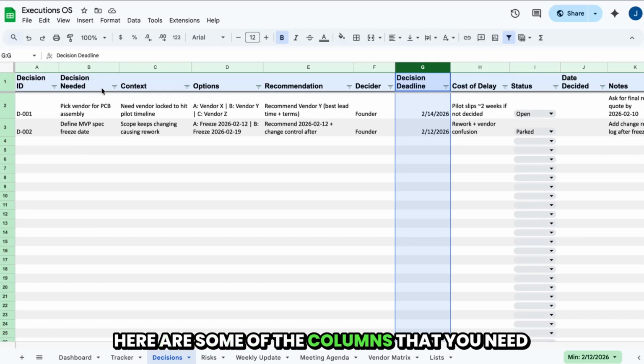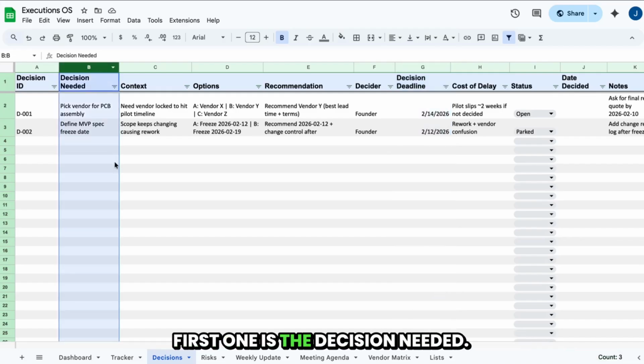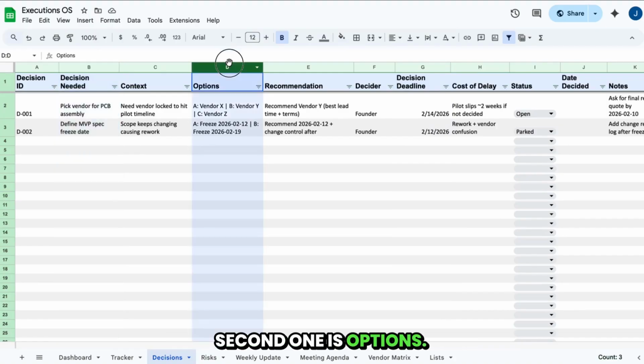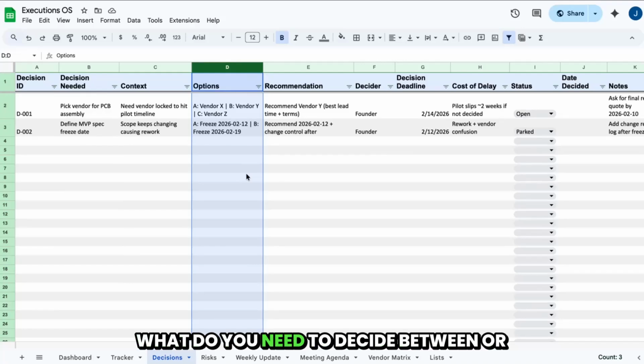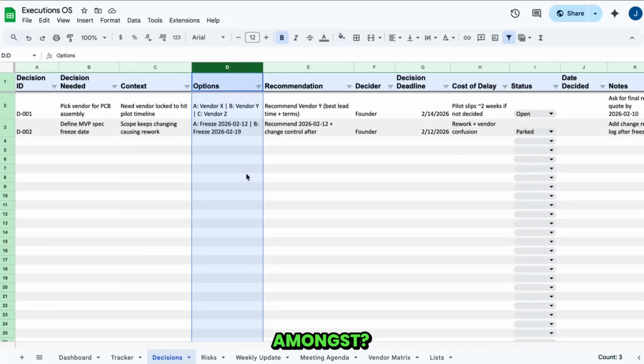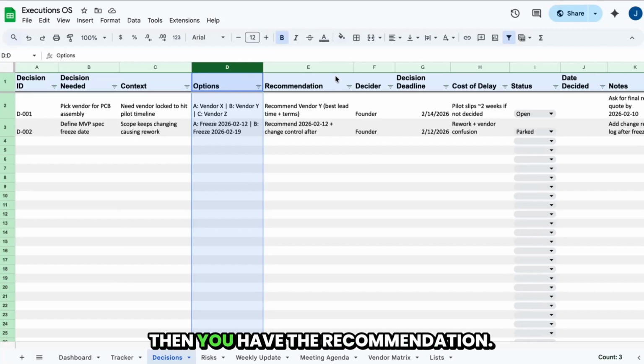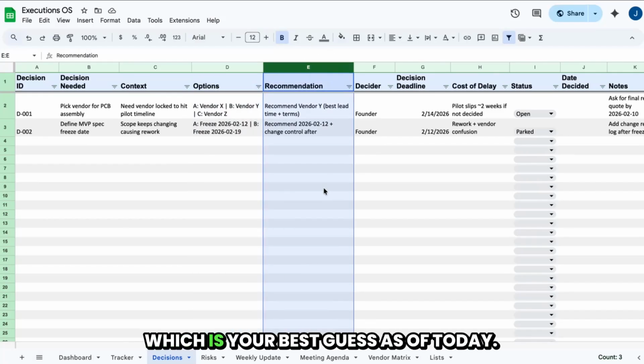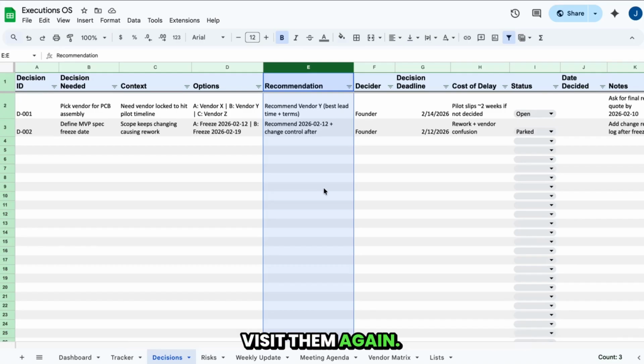Here are some of the columns that you need. First one is the decision needed. What are we actually deciding? Second one is options. What are the possible outcomes? What do you need to decide between or amongst? You keep it simple: A, B, C. Then you have the recommendation, which is your best guess as of today. This will help you speed things up when you visit them again.